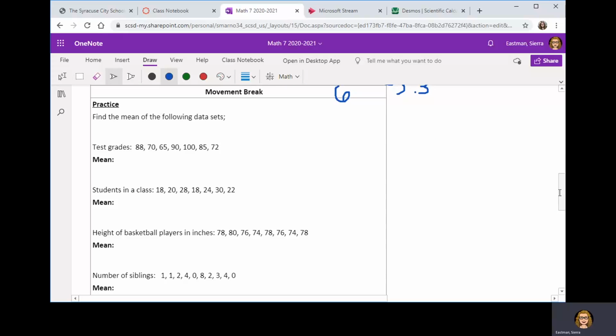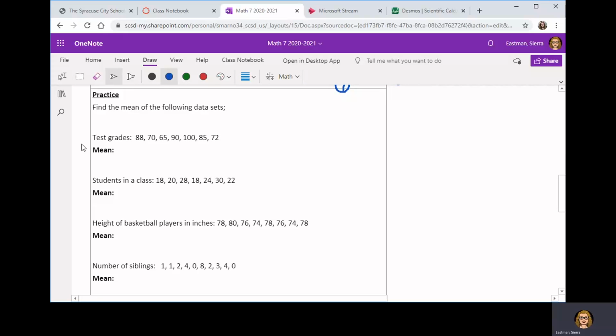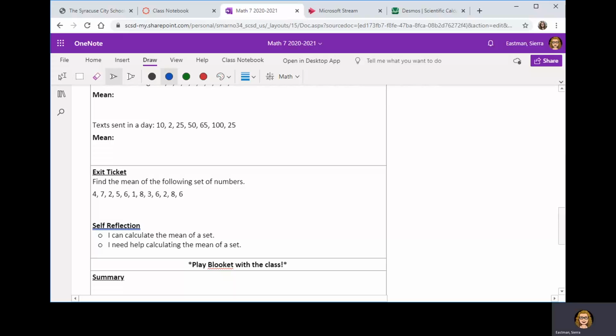So you've got your practice section with some different sets here, test grades, students in the class, height of some basketball players, number of siblings again down there, texts that you send in a day, then just another random data set. You have your self-reflection, and we will be playing Look It today at the end of class if you are joining live with us. That's it for today, guys.